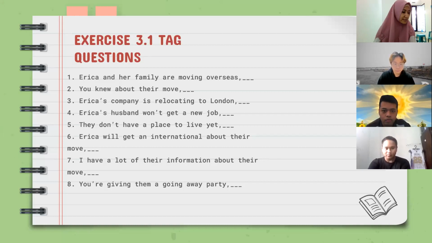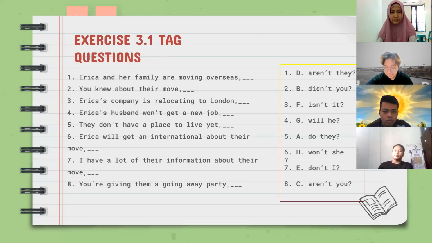Who wants to continue? Okay, I would like to answer exercise 3.1. If I'm mistaken, please correct me if I'm wrong. Okay. Number 1, Erica and her family are moving overseas. Aren't they? The answer is D. And number 2, you know about their move.